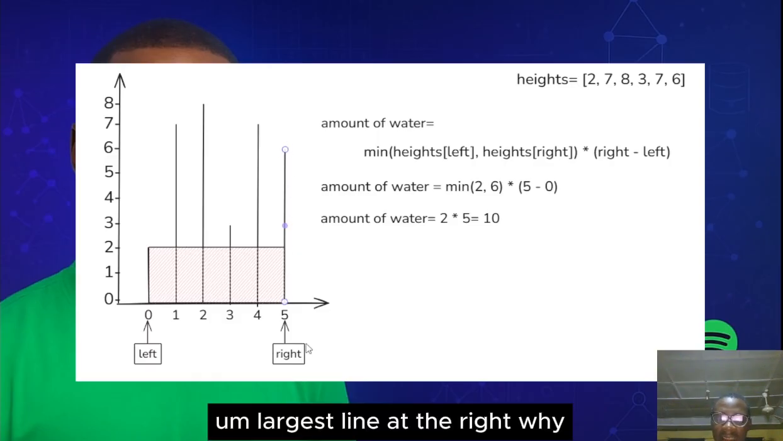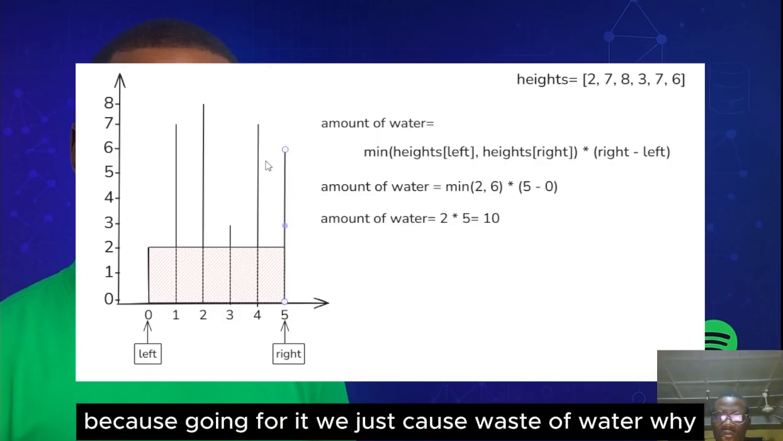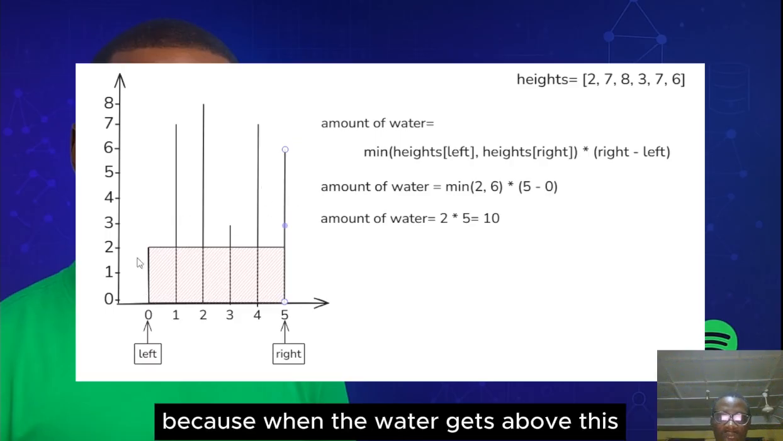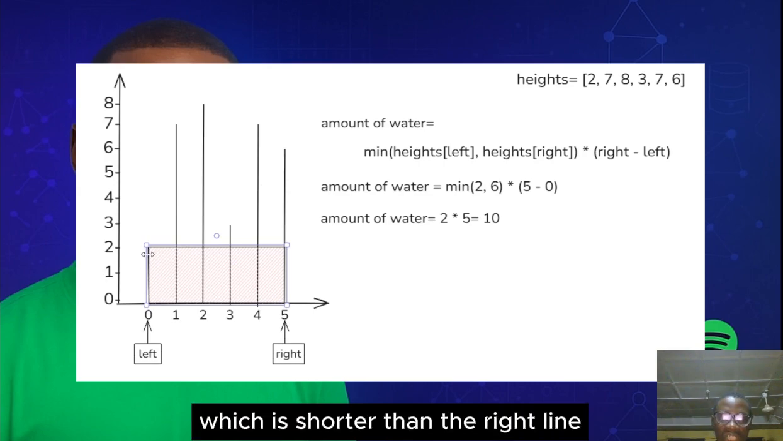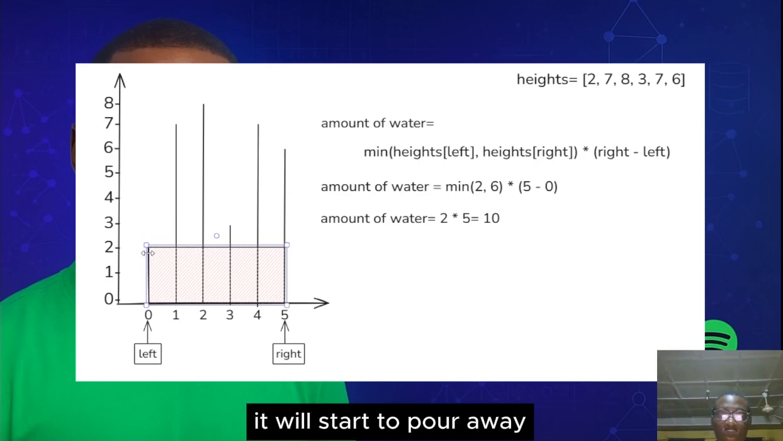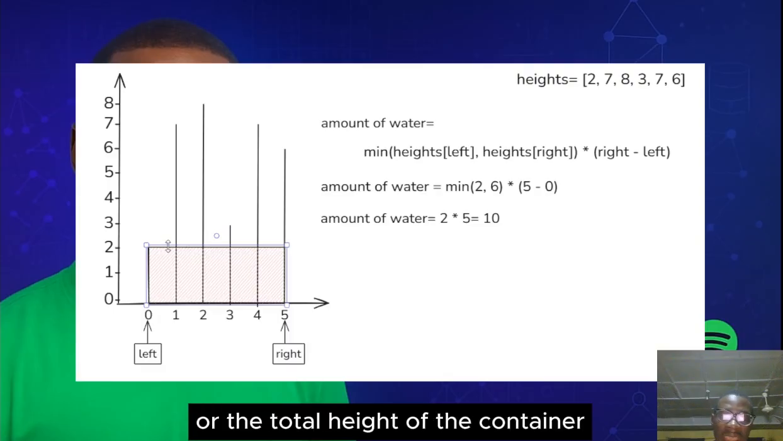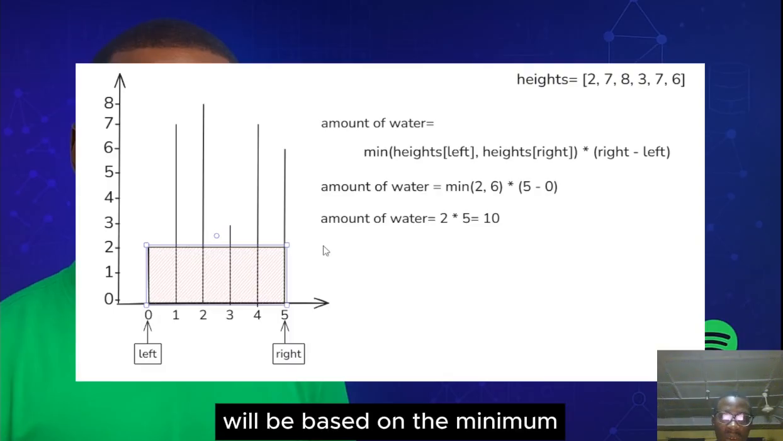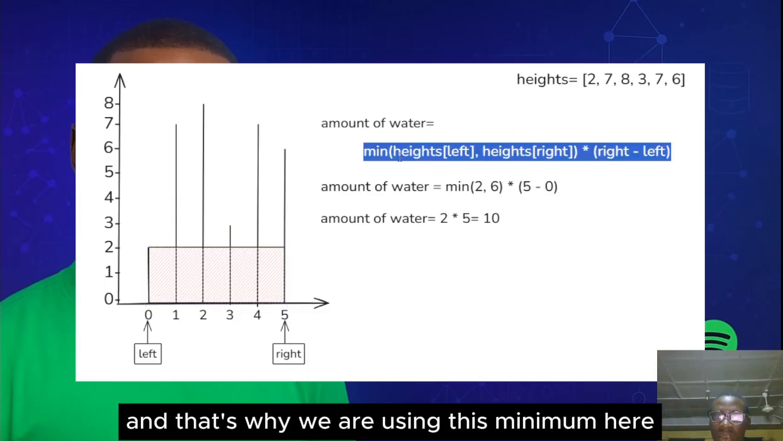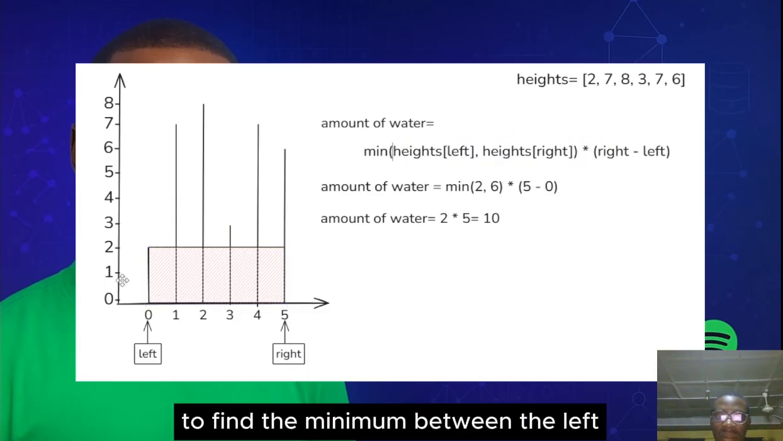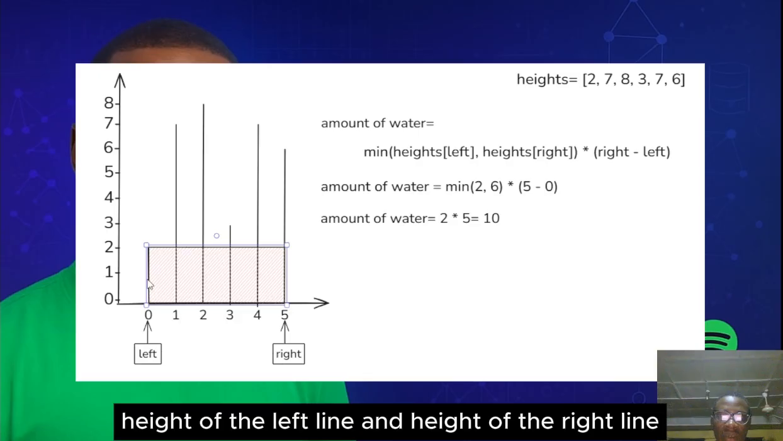Note that we are not going to go for this largest line at the right. Why? Because going for it will just cause waste of water. Because when the water gets above the left line, which is shorter than the right line, it will start to pour away. So the total amount of water, or the total height of the container, will be based on the minimum, and that's why we are using the minimum here, to find the minimum between the height of the left line and the height of the right line.